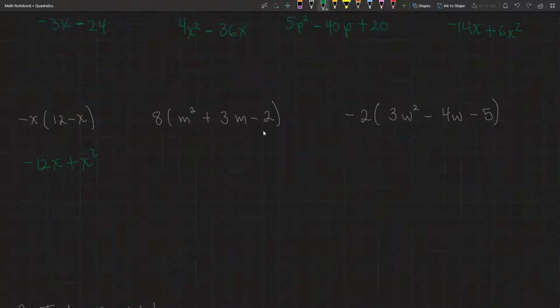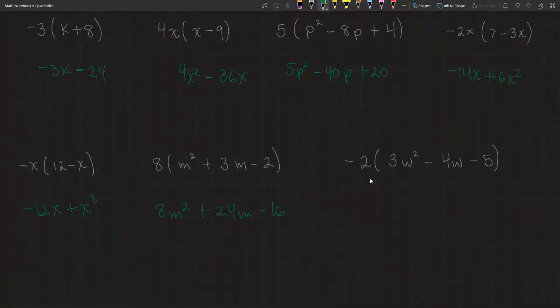Let's distribute this 8 to all 3 of these terms. We'll check them now. 8m squared plus 8 times 3 is 24, so 24m, and -16. There are the 3 terms when 8 is distributed. And lastly, we have to distribute a -2. So -2 times 3w squared is -6w squared. Negative times negative is positive 8w. Negative times negative again for the last term is +10. So check those, make sure that we got the correct, not only integers, but symbols associated with each one of those integers.